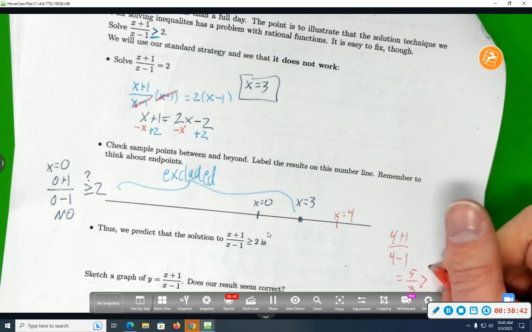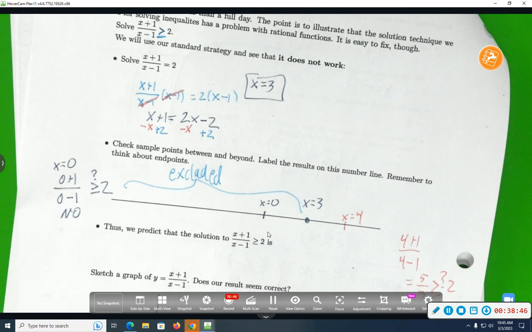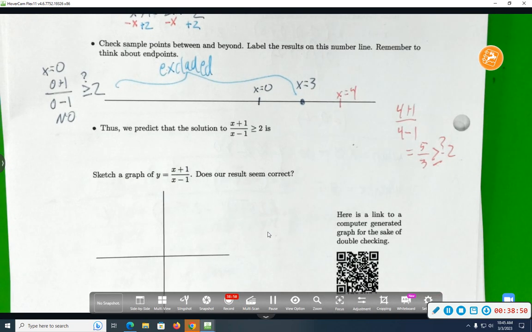Is that bigger than 2? Cool. Let's talk about how to compare fractions. The easiest way, if you don't want to deal with decimals, is to clear denominators.